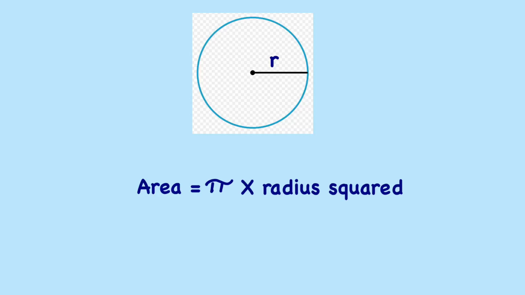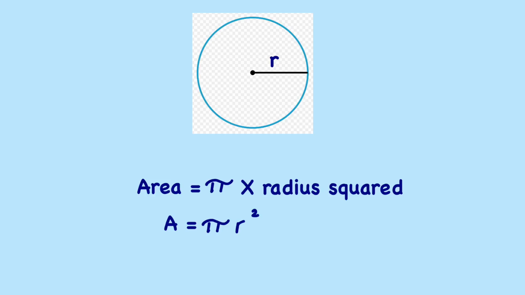Area of a circle. To find the area of a circle, you use the radius. And the formula is area equals pi times by the radius squared. And you'll see this abbreviated to A equals pi times by r squared. Don't forget there's an invisible times in here.